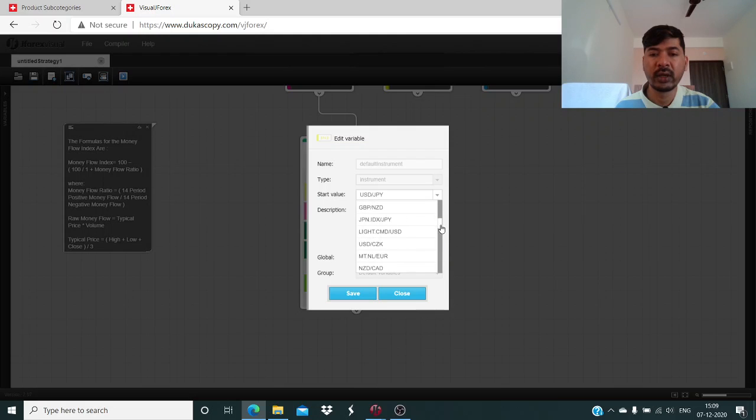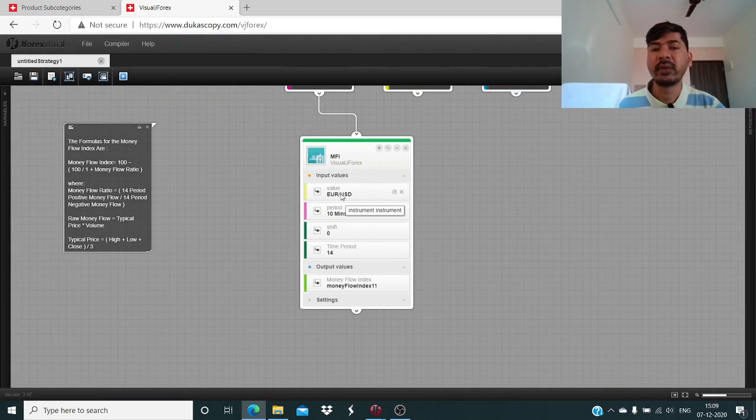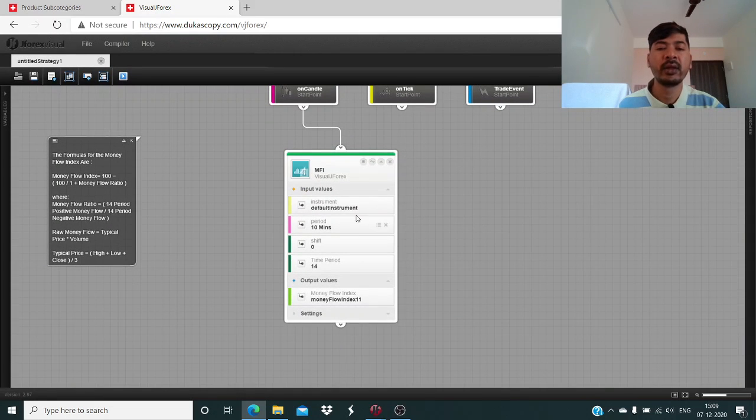Let's go with, for example, any instrument will do. Okay, Euro USD, I have found it after overlooking it multiple times. Okay, the job is done. Euro USD, here it is. The default instrument has been set for Euro USD.